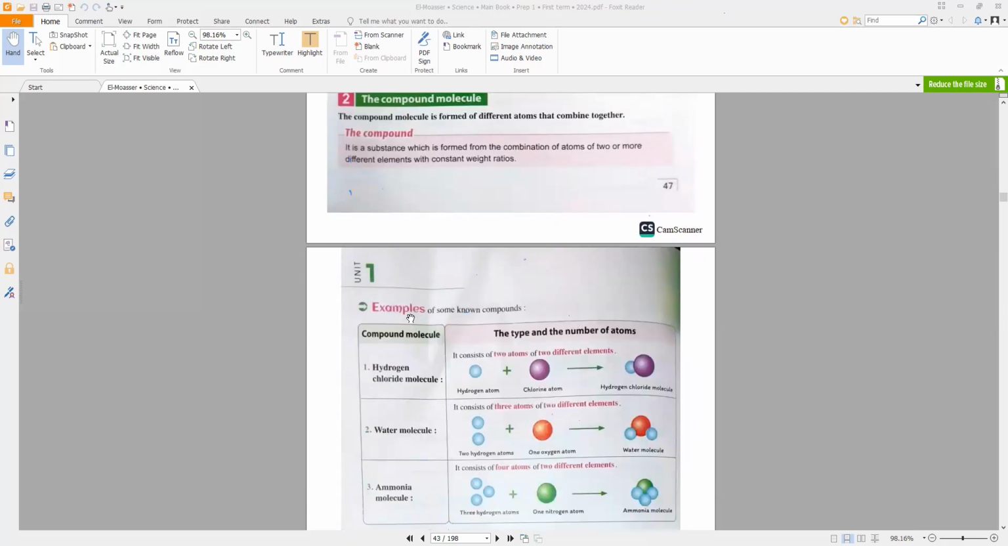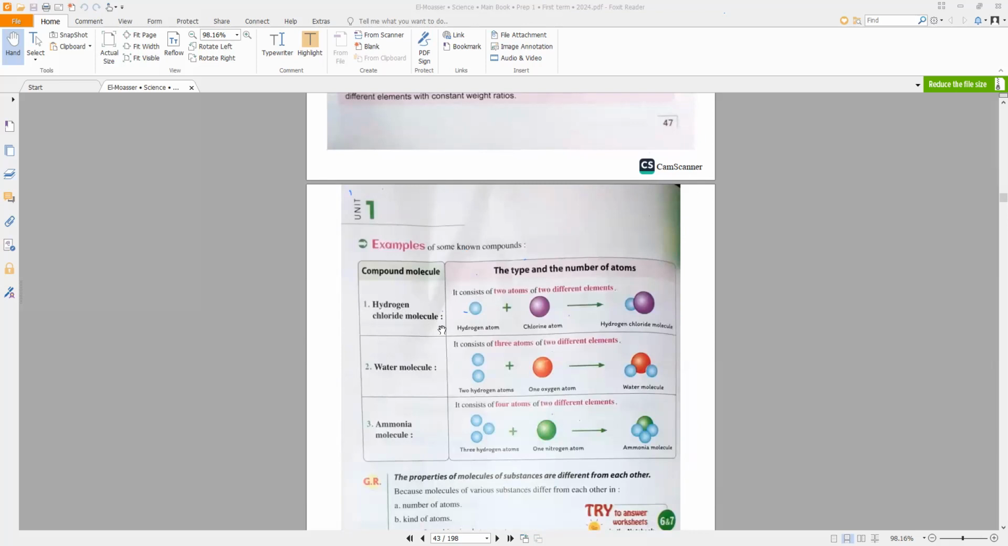We want to study some examples of compounds. Number one, the hydrogen chloride molecule. Why do I say this is an example of a compound, not an element? Because an element consists of similar atoms, but this is hydrogen with chlorine, two different elements. So it is a compound. When I say hydrogen chloride molecule, it is a compound molecule. But when I say hydrogen only, it is an element. Hydrogen with chlorine, it is a compound. Okay.